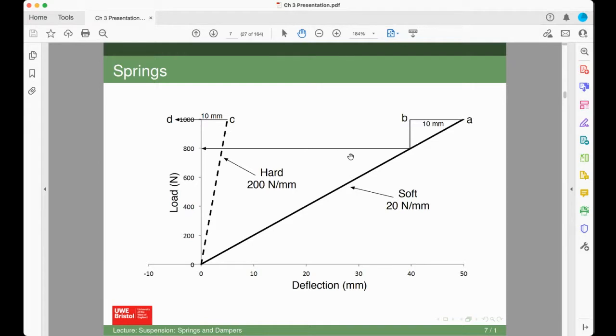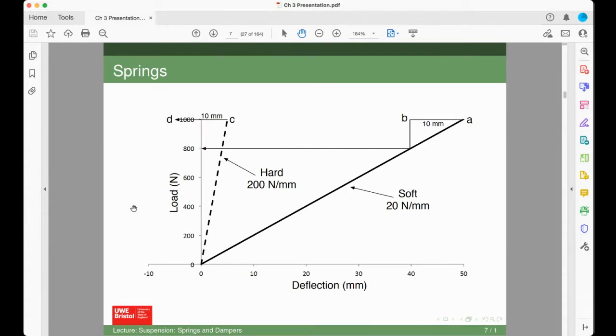For a deflection of 5 millimeters with the hard spring, the load is 1,000 newtons. Obviously, with the soft spring you've got much less: 100 newtons of load is required to deflect it by 5 millimeters. So that's the difference, and you can compare the two springs. These are just spring rates, load versus deflection. This is your F equals kx graph essentially.